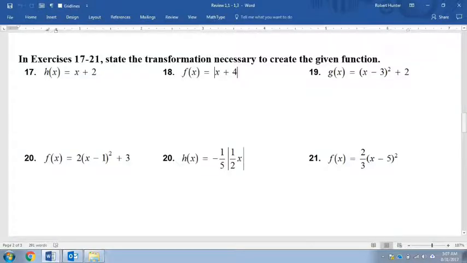Alright, it says number 17 to 21. State the transformations necessary to create the given function. Alright, again, with this stuff, the first thing you always need to ask, step 1, is it inside or is it outside? Remember, inside is x, it's backwards, it's the opposite. That is your left and right, that is your horizontal.